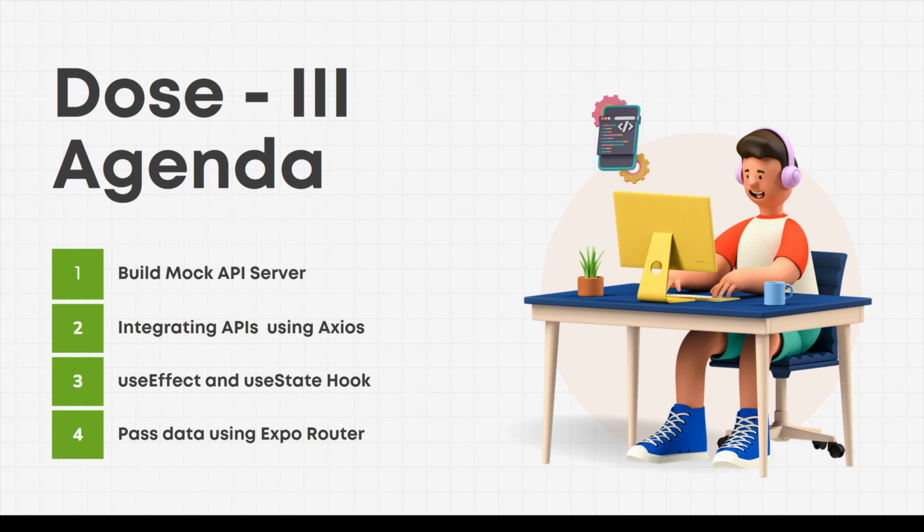So, in today's dose, we are going to learn how to create mock API servers. Okay, so you can mock your front end and mobile app with the mock data. After that, we will see how we can integrate APIs using Axios in React Native. We will see how to use useEffect and state hook, and finally, we are going to see how we can pass our data from one component to other component using Expo-Router.